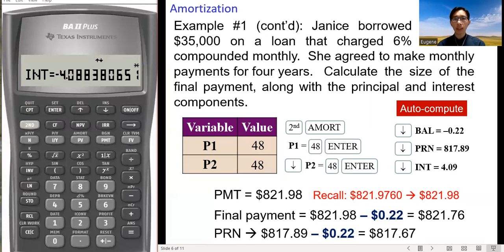So the final answer: the size of the final payment is $821.76. The principal component is $817.67. And for the interest component, we do not need to make any adjustment, $4.09. And this completes the question.